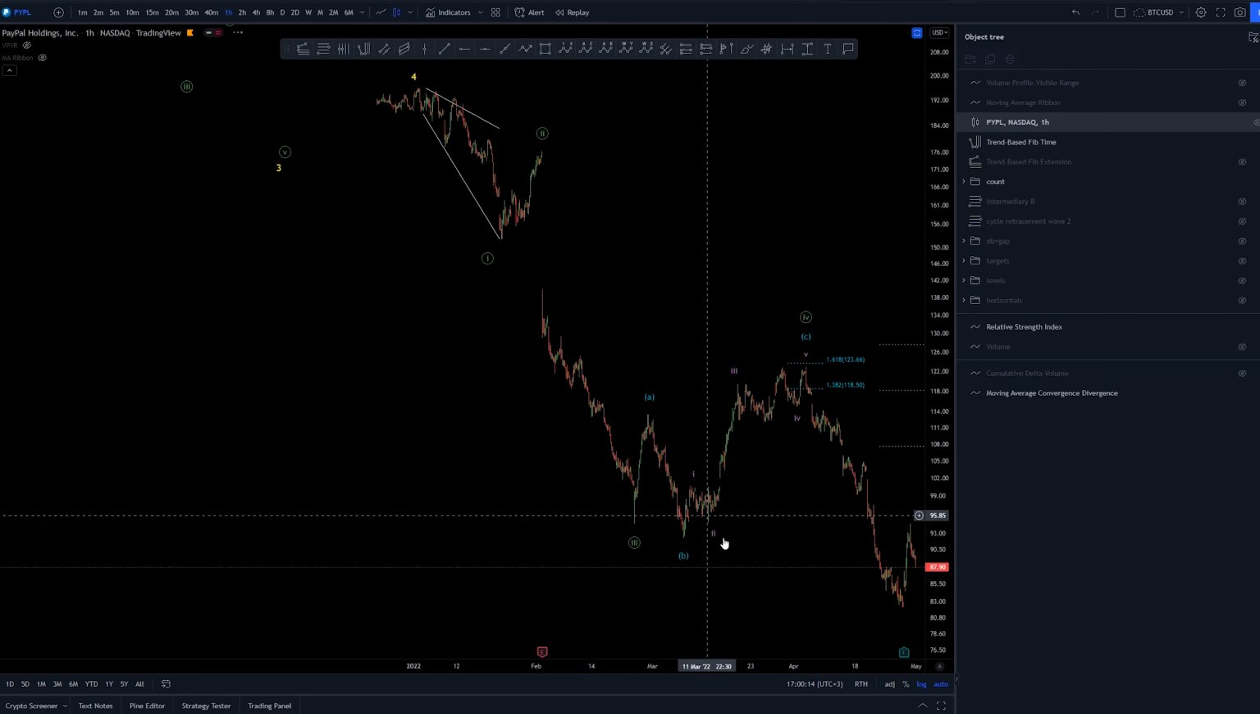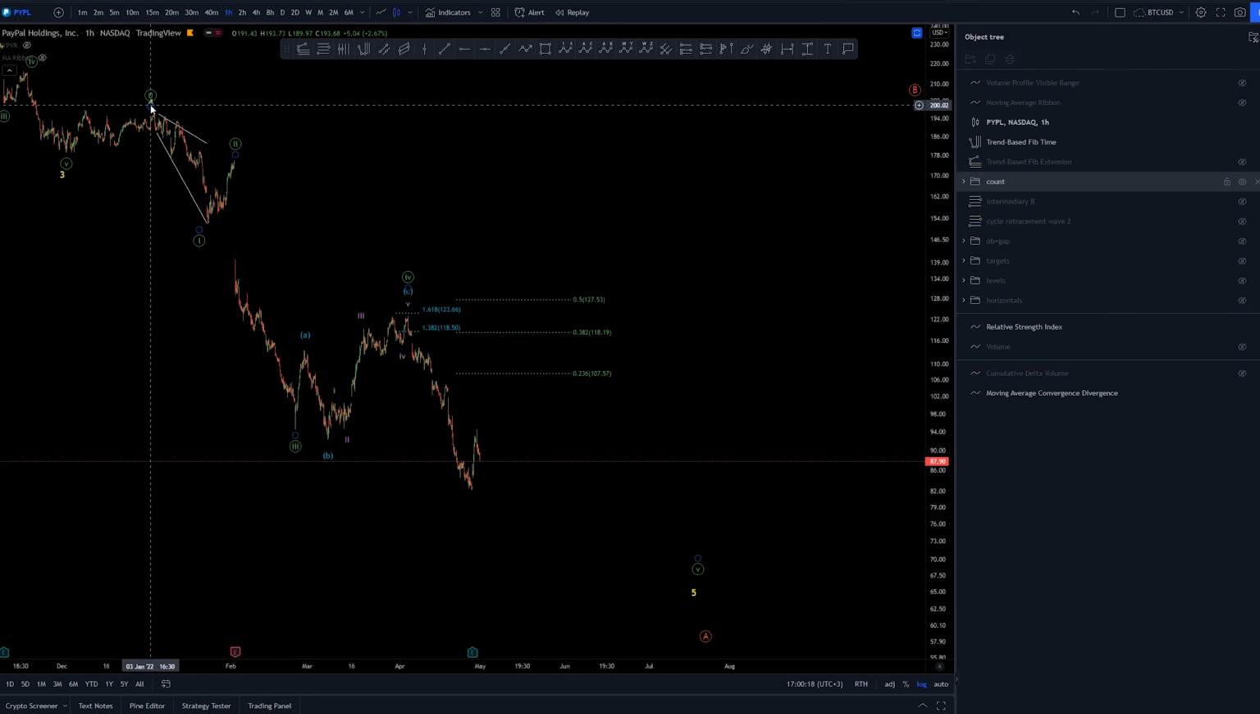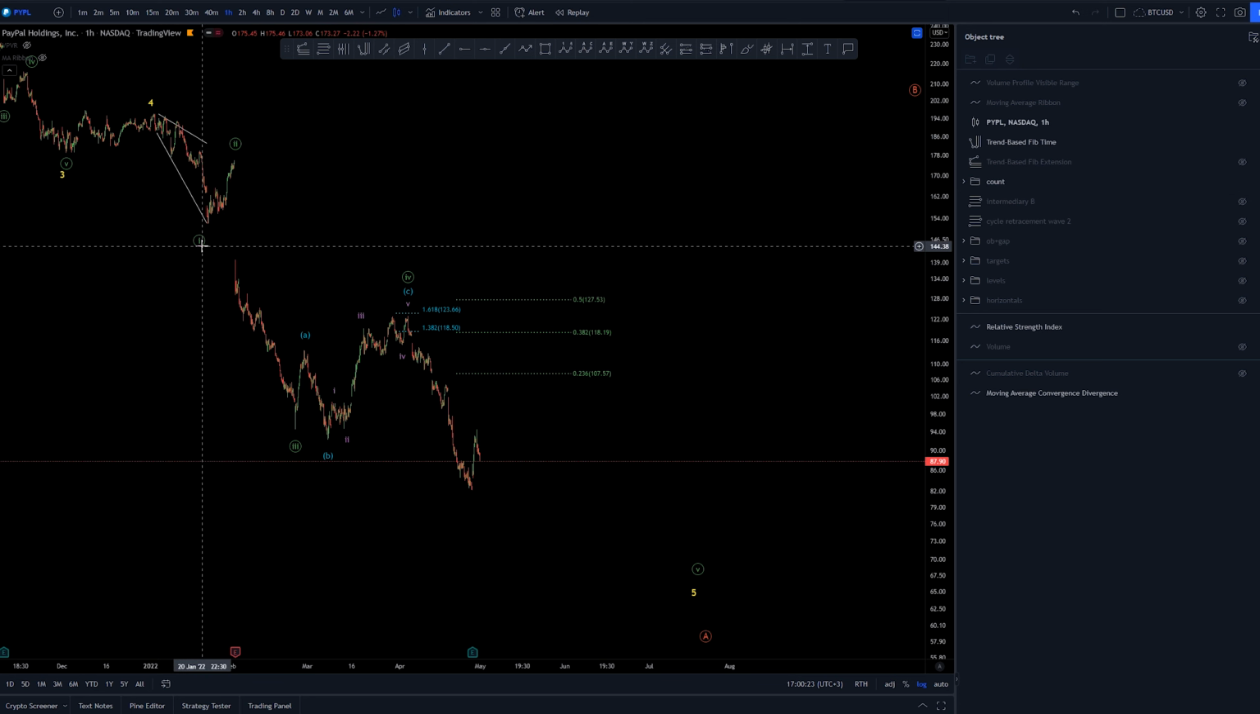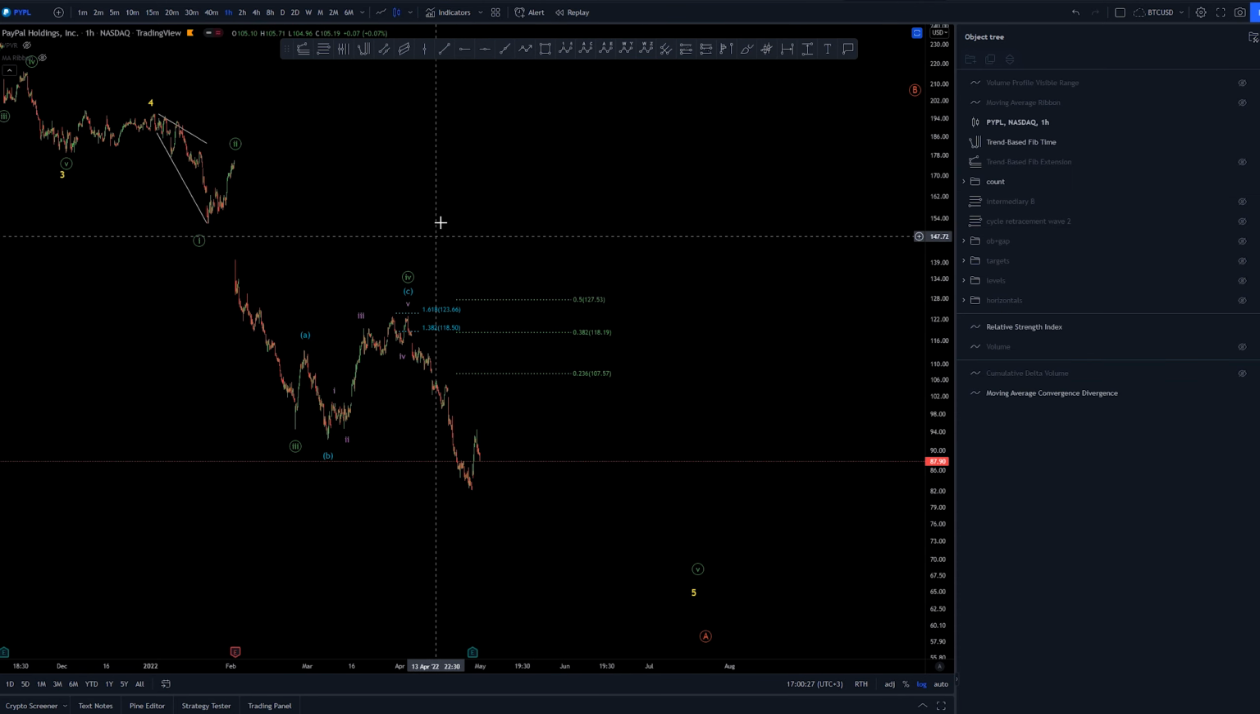Let's go to the 1 hour time frame. So again, this is the last leg of this fifth that we're expecting on minor scale, these yellow counts. So we have minute 1, 2, 3, 4 and 5 coming down.